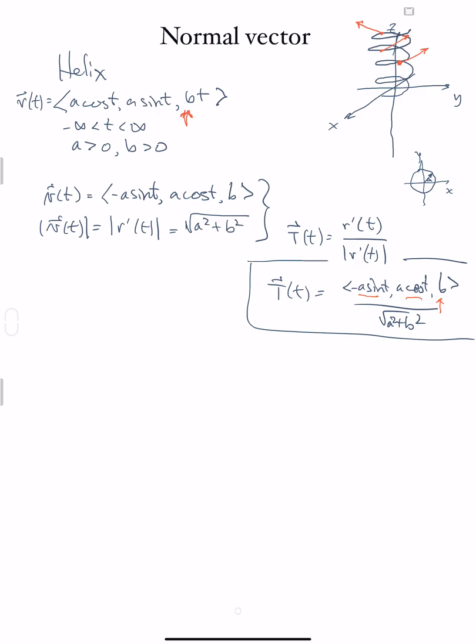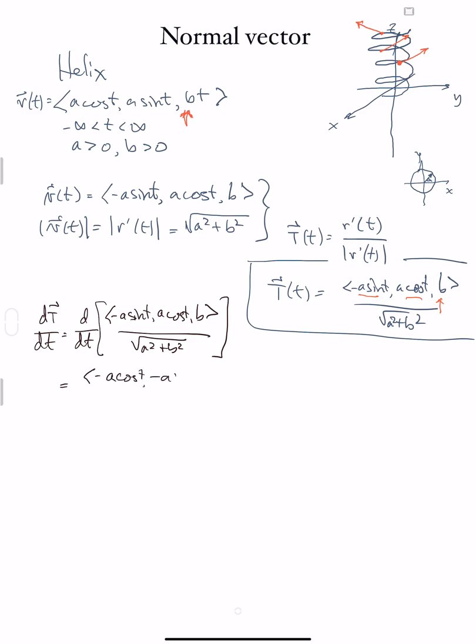Now the next calculation is to calculate how that tangent vector is changing with the value of the parameter. In other words, I need to calculate dT. So I'm just going to write this out in notation here. I take the derivative of this vector that I just computed, and the denominator is a constant, so we don't need the quotient rule or anything like that. And we find that this value is minus a cosine, minus a sine, and 0, all over that speed, the square root of a squared plus b squared.